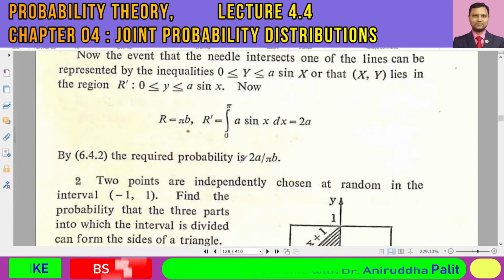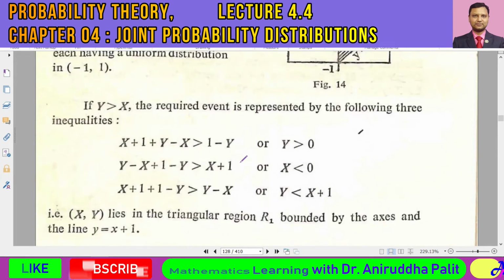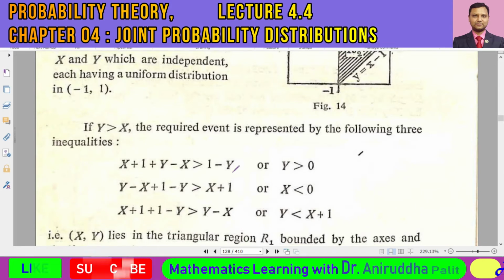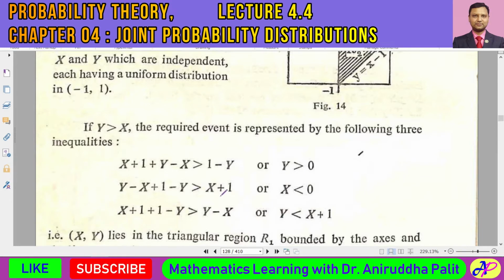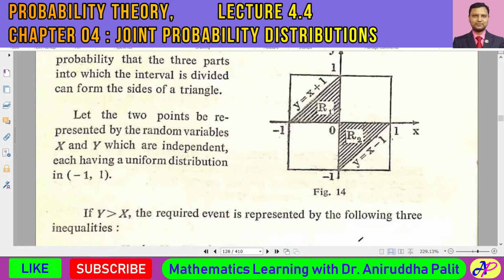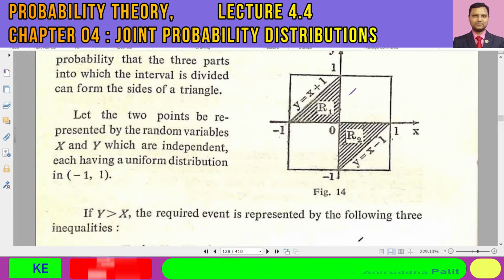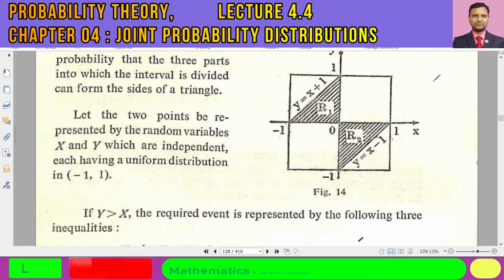So you can go through this type, and similar problems are also there. You can go through problem numbers 2, 3, 4, etc. You just need to understand how we got these inequalities, because everything is about these inequalities and shading a particular region. Then you can identify the region on which you need to integrate, so that you can find this region R prime. Otherwise, the problems are much easier.